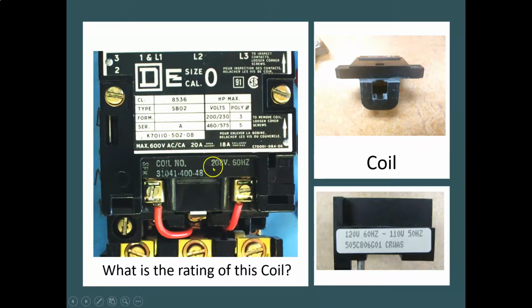And then here's a coil, right? The coil is rated for 208 volts based on 60 hertz, right? So that's the maximum voltage you can apply to the coil before you start risking the chance of burning it out. All right. So here we have a 120 volt, 60 hertz, or 110 volt, 50 hertz coil. So you've got to look at those ratings and make sure that you're not going to overload or underload them.